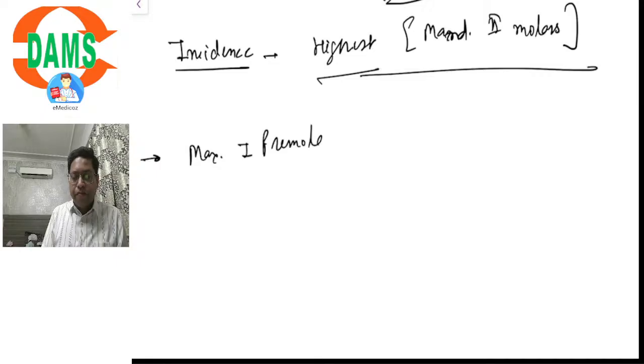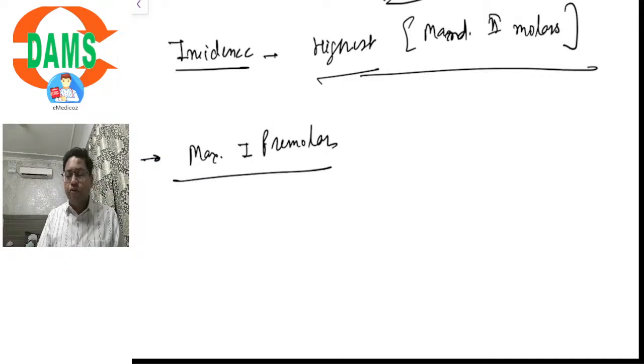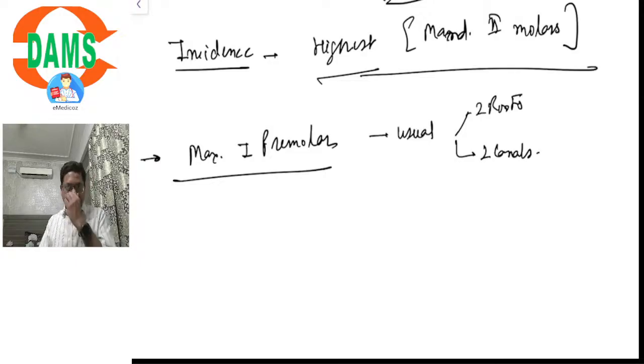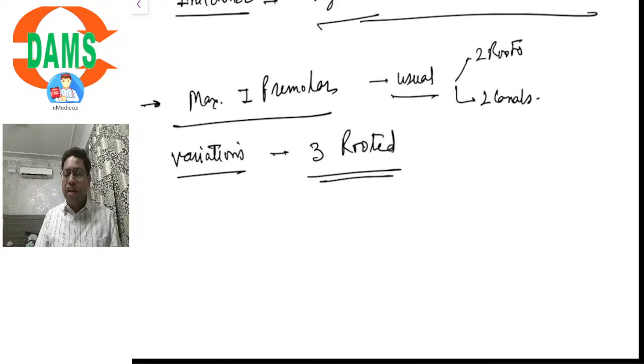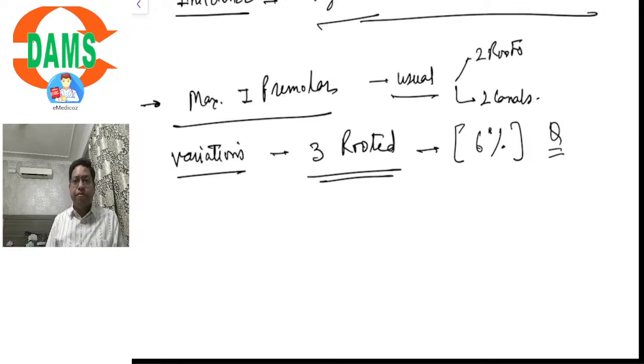Variations would be there in maxillary premolar. The usual picture of maxillary first premolar is a two-rooted form, a buccal and lingual root, and it has got two canals. Usual anatomy. If we talk about variations, then the variations would be a three-rooted maxillary first premolar, and the incidence of three roots is 6% for maxillary first premolar.